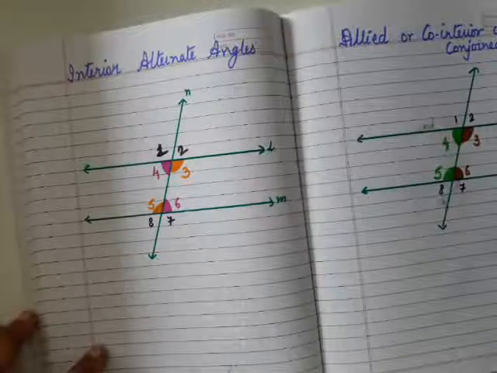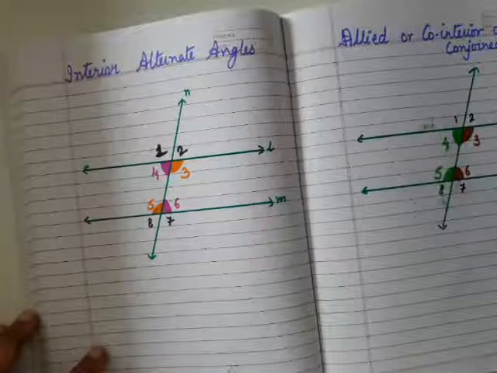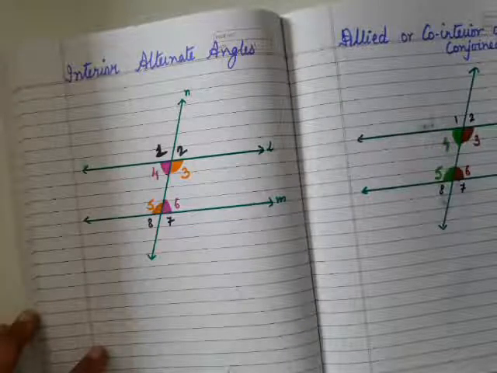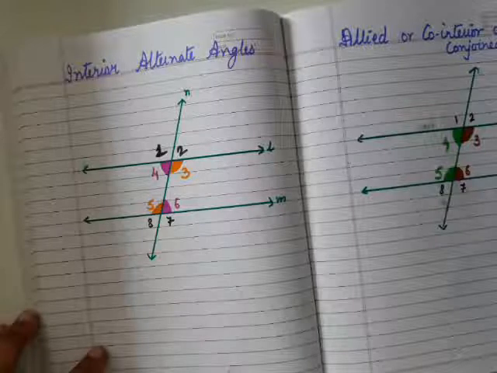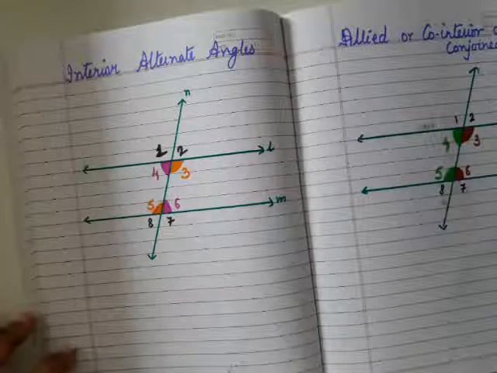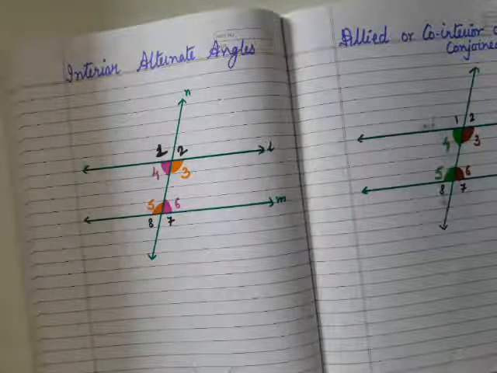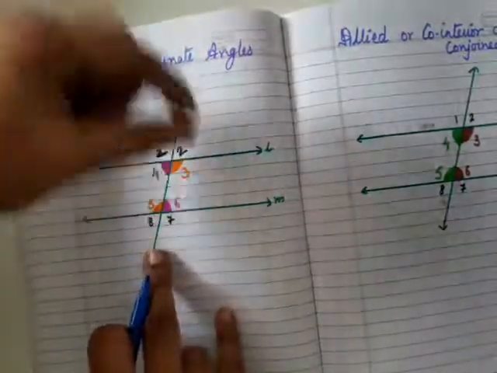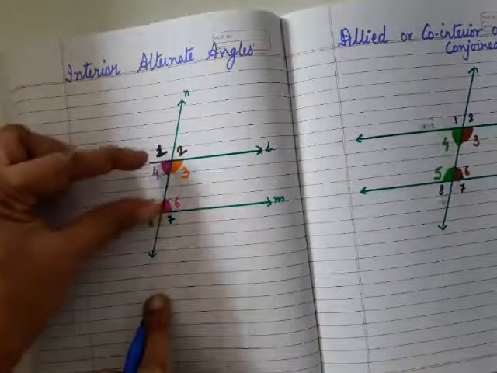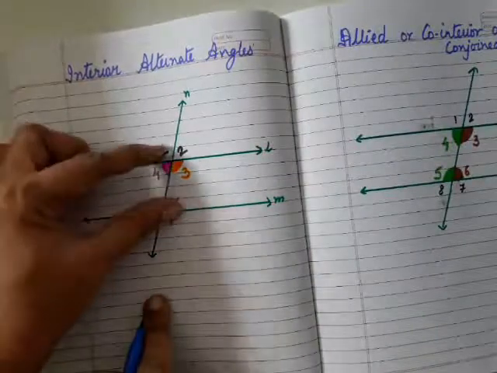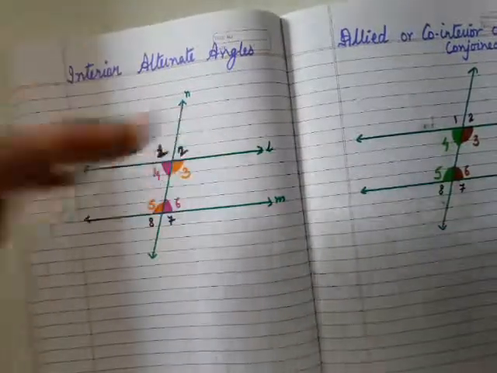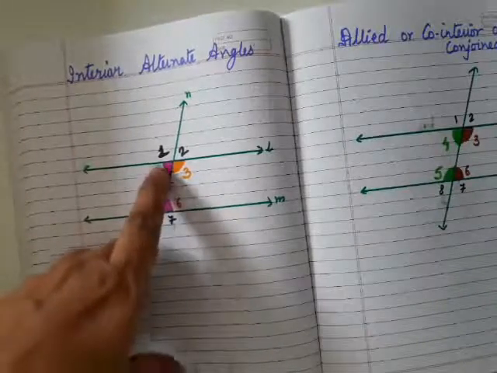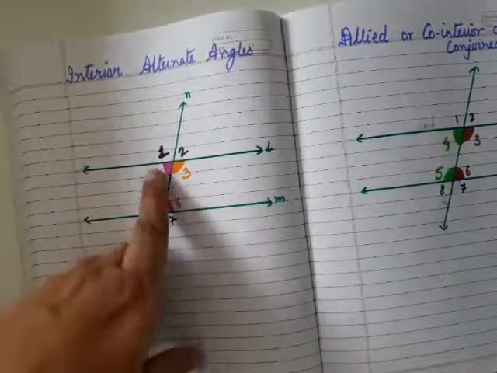Next is interior angles. Interior angles are of two types: interior alternate angles and co-interior or allied or conjoint angles. First, what are interior angles? Interior angles are the angles which lie towards the inner side of both the parallel lines. If you see, these two are the parallel lines, and the angles towards the inner side are 3, 4, 5, 6. As they are between the two parallel lines, they are known as the interior angles.